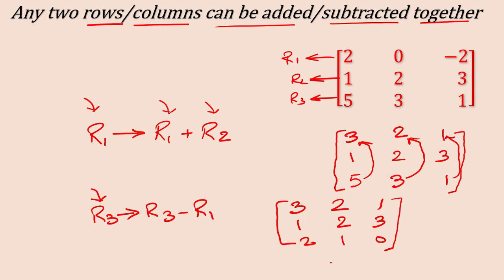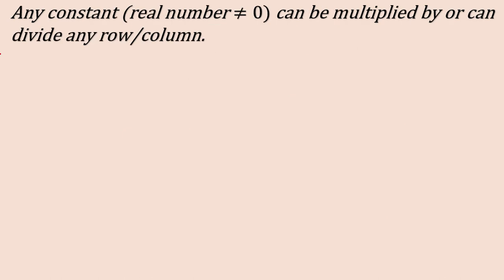The same type of calculation you can do with columns also. I have told you about the rows, and I am sure you understand this calculation. So any two rows or columns, you can add them together or subtract them. Now the next operation is that any constant, meaning a real number, can be used to multiply or divide any row or column.